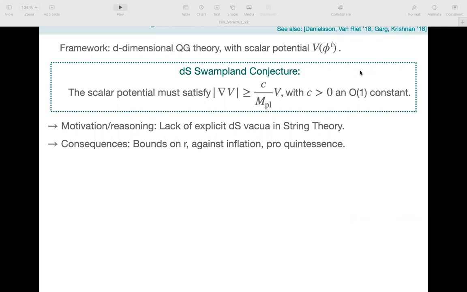Yes, indeed, we want to keep it generic. So it is some theory that is UV complete into quantum gravity and is described at low energies by this scalar potential, depending on these scalar fields that are moduli.